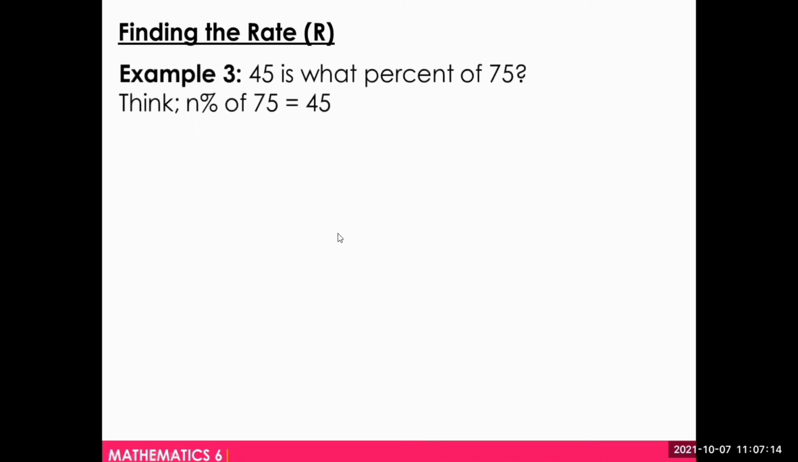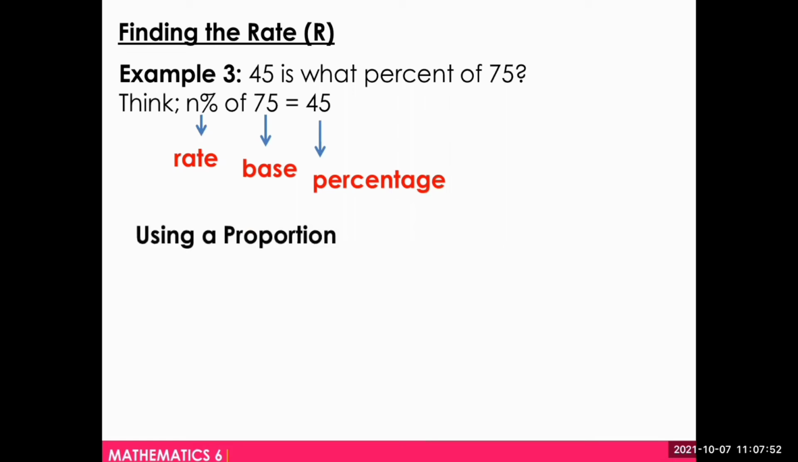Next, finding the rate, R. Example number 3. 45 is what percent of 75? So let's think. N ang hinahanap natin kasi wala dun ng number na may percent sign. So N represents the unknown. N% of 75 is 45. So lagyan natin ng label. N is the rate, 75 is the base, and 45 is the percentage. Nakita natin ng pinagkaiba. Mas malaki ang value ng base sa percentage.